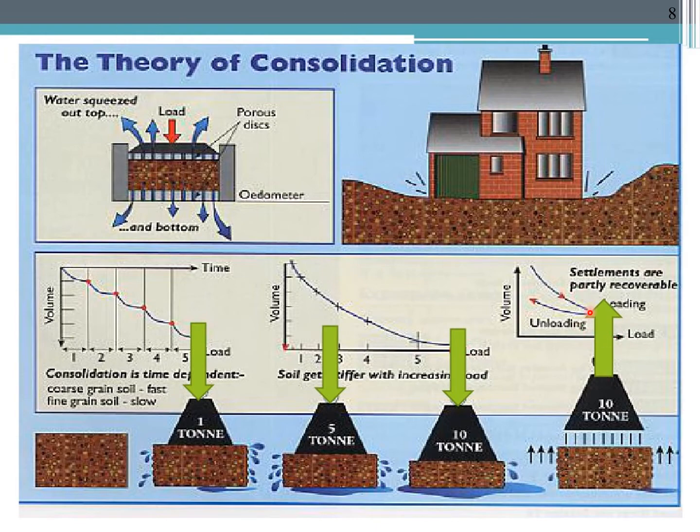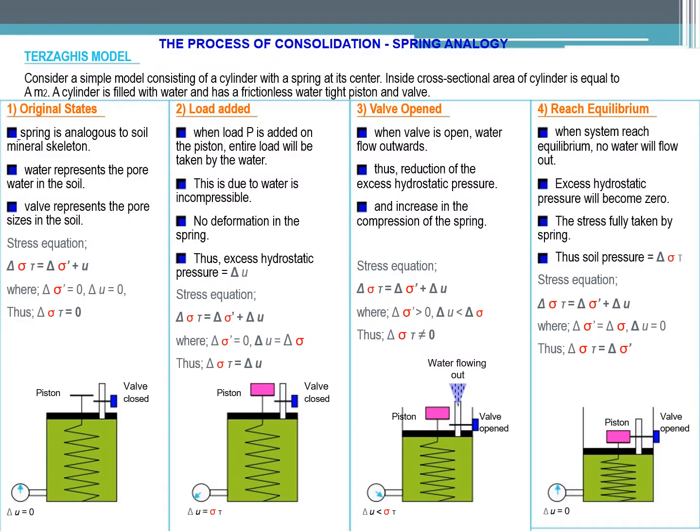Alright, so look at this. This is happening when we unload. So settlement is partly recoverable. So we load and then we unload. So look at this, the volume and also loading here. This is the process of consolidation, referring to the spring analogy.